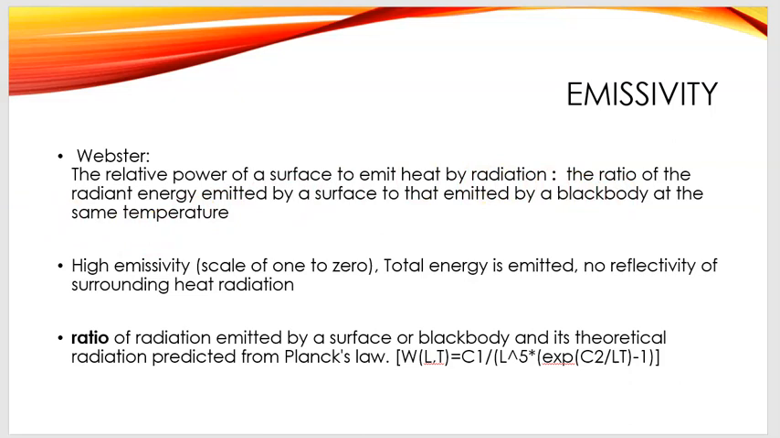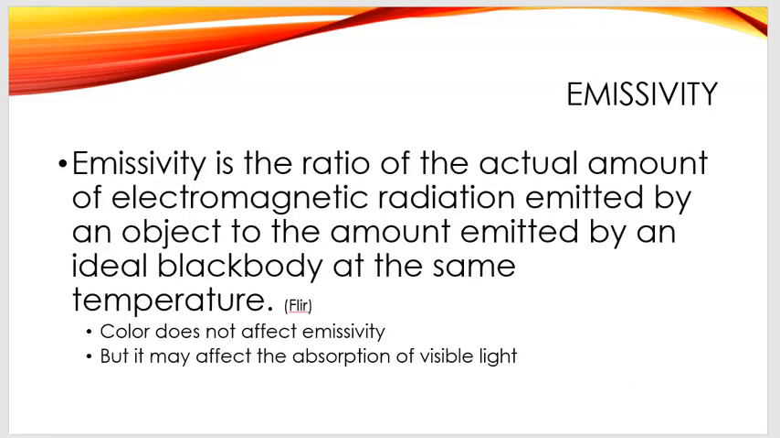Emissivity can be one of the harder concepts to grasp hold of, but I think it's fairly simple once we get an idea of what's happening there. It's the ratio of the actual amount of electromagnetic radiation emitted to the amount emitted by an ideal black body, and that's essentially what we just mentioned. One of the key parts is that color does not affect emissivity. In other words, if you have a white spray paint and a black spray paint, emissivity is not going to be affected by that. But it may affect the absorption of visible light.